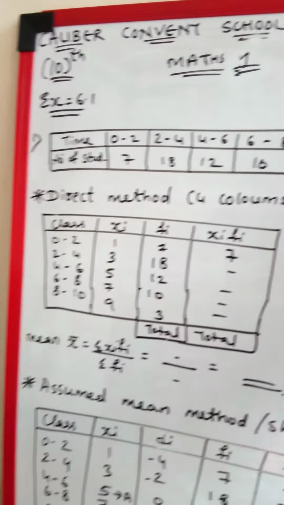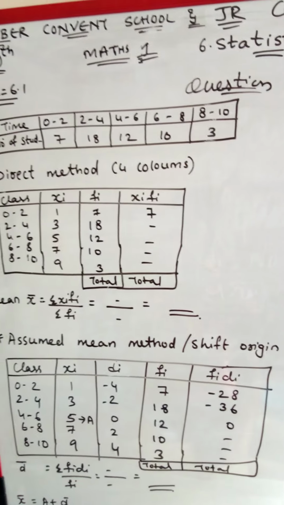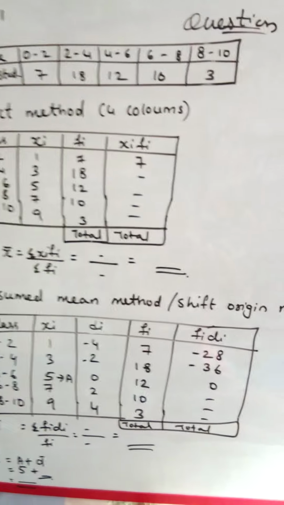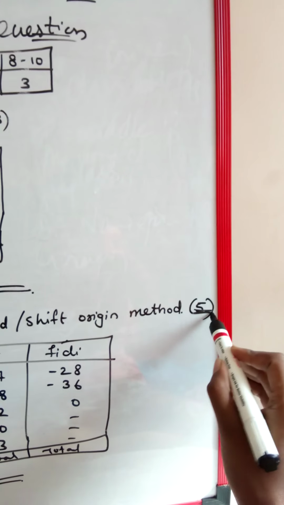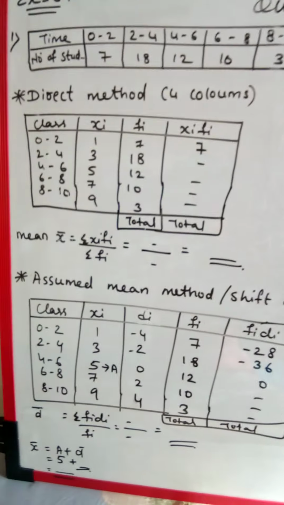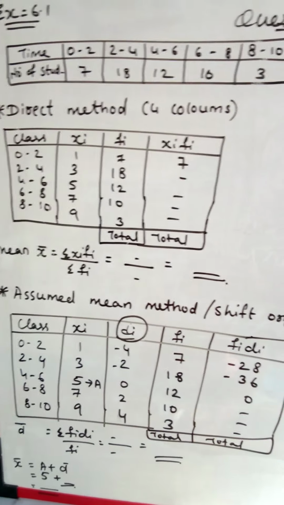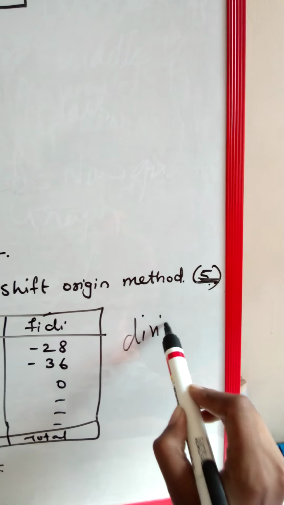Now we will study what the assumed mean method is. Assumed mean method is also called the shift of origin method. Now in the shift of origin method, how many columns will you make? You will make 5 columns. One column is added here, that is di. Now what is di, students? Di stands for deviation.